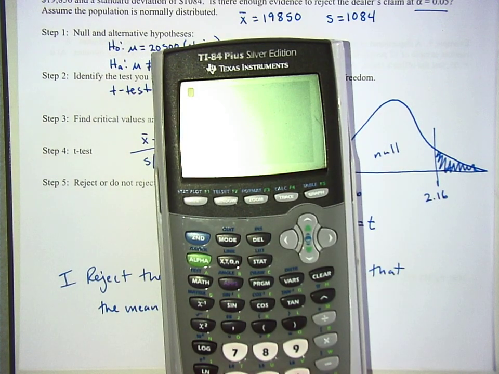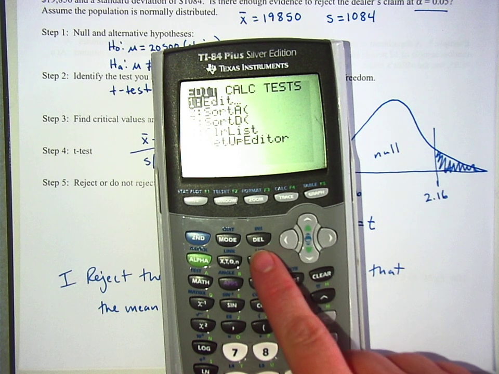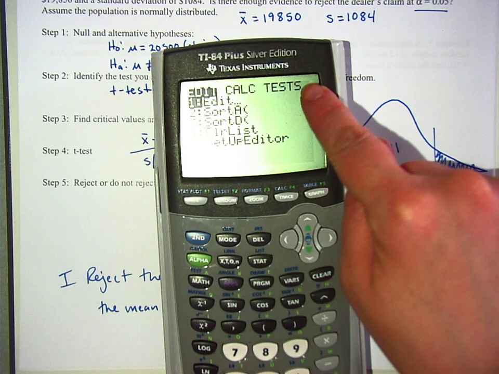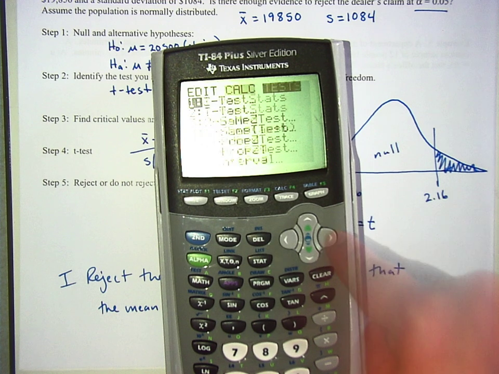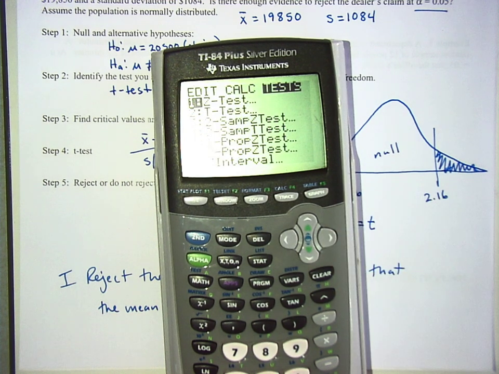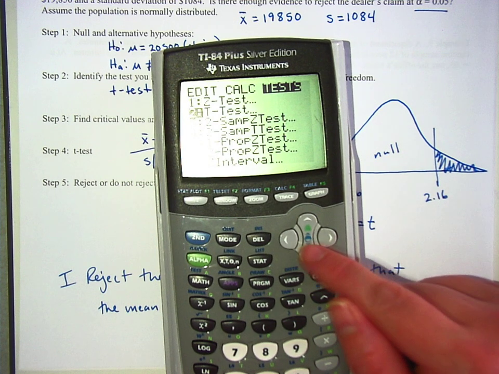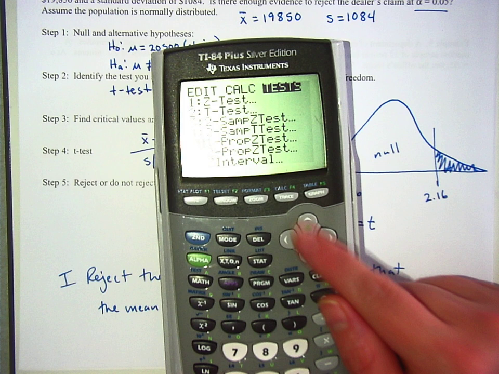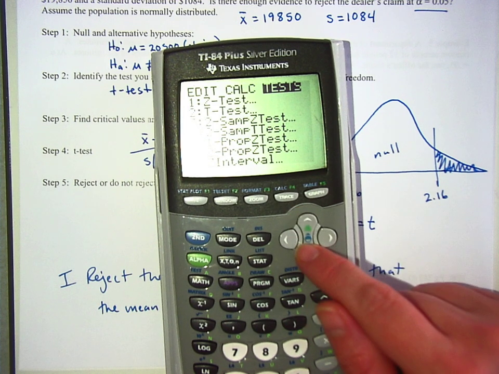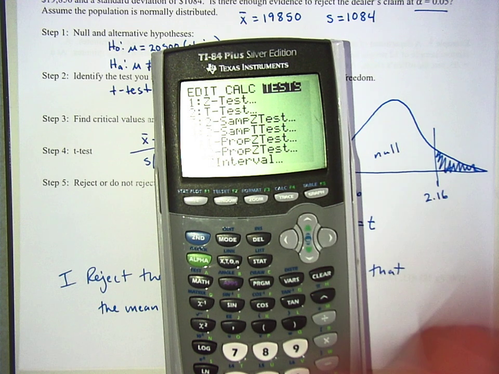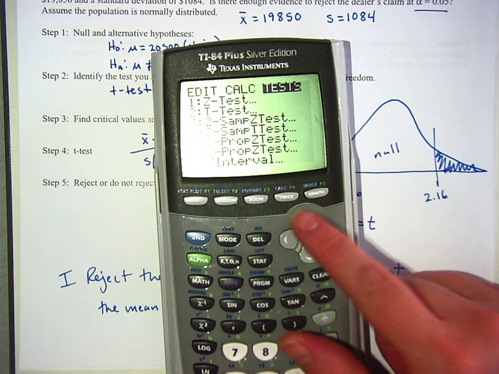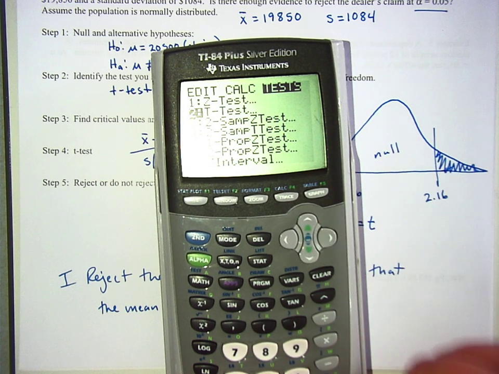So you go to stat, and then over to tests. Here I got a z-test and a t-test. The ones we're going to be using for this chapter, the z-test was last section, t-test is this section, and then we'll also be using one proportion z-test on the bottom. And then you see all the 2 sample stuff. That will all be next chapter. Okay, so we're going to pick number 2, t-test.